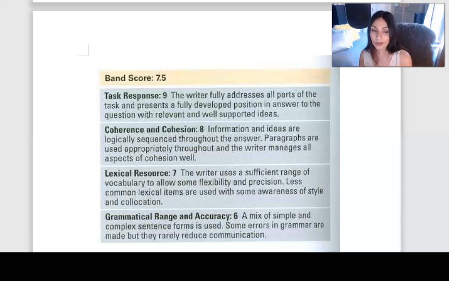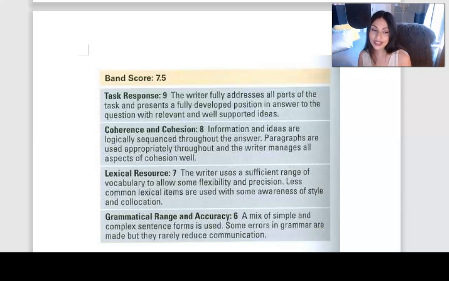The candidate used less common lexical items with some awareness of style and collocation. What does this mean? Relatively speaking, this candidate didn't use simplistic language all throughout. They didn't use colloquial language only. They used more technical, formal or academic language, is what they are trying to say.